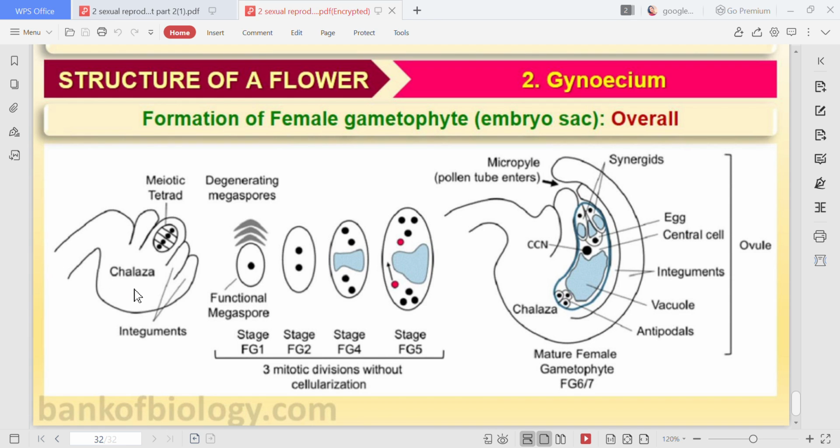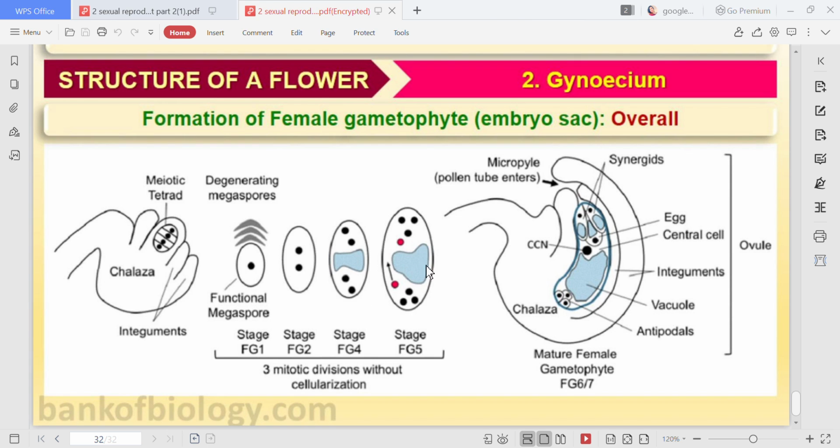You can see this is the chalazal end, this is the micropylar end, and meiotic tetrad has taken place. So we are getting 4 megaspores. Out of these 4 megaspores, 1 will be functional, 3 will degenerate. Now this 1 functional megaspore will undergo mitotic division to form 2 nuclei which will move towards the opposite poles. Then again, the next mitotic division will give rise to 4 nuclei, and the third mitotic division will give rise to the 8 nuclei stage. You see here.